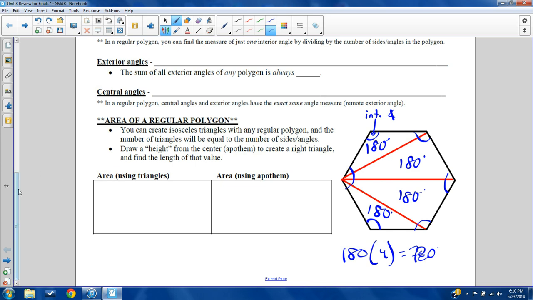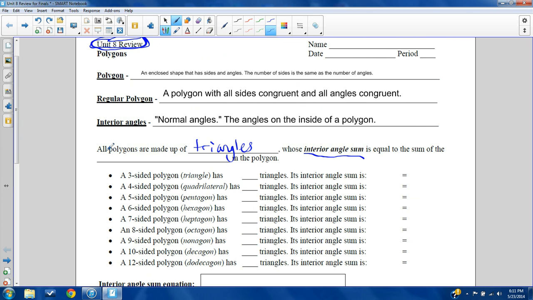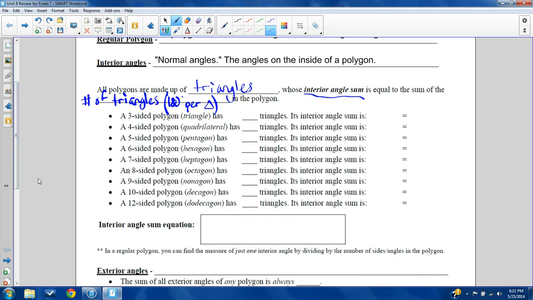Okay, so moving back up, let's read this sentence again. All polygons are made up of triangles, check, whose interior angle sum is equal to the sum of the number of triangles in the polygon, but it goes a little deeper than that, because obviously I'm not saying 1 plus 2 plus 3 triangles. You're also going to say that triangles have 180 degree interior angle measures or sums. So again, the sentence might not make sense if I say all polygons are made up of triangles whose interior angle sum is equal to the sum of the number of triangles in the polygon. Kind of weird. Let's do some examples, and you're going to make some more sense out of it.